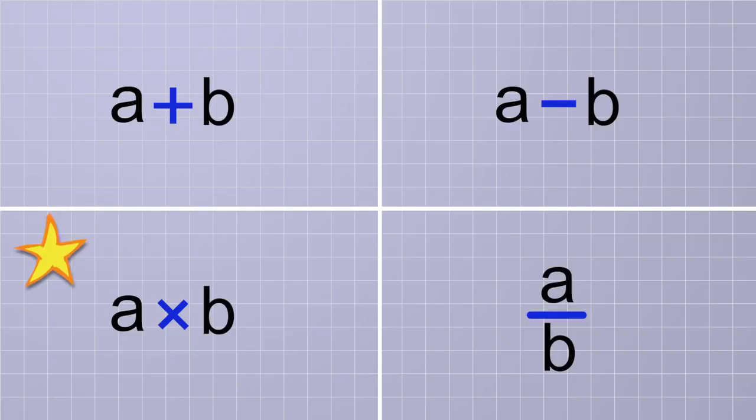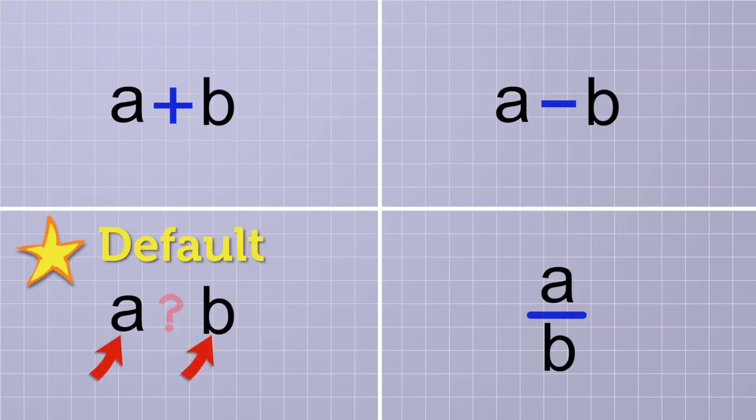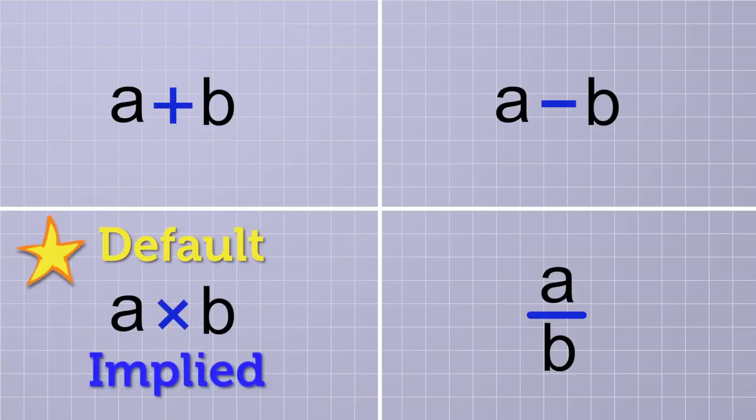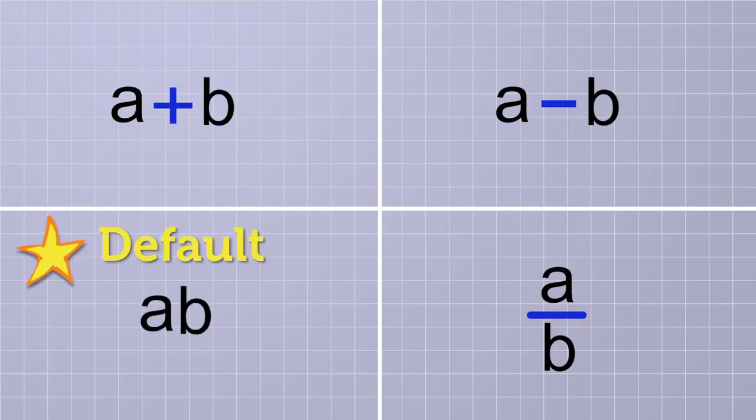In algebra, multiplication is the default operation. That means if no other arithmetic operation is shown between 2 symbols, then you can just assume that they're being multiplied. The multiplication is implied. For example, instead of writing a times b, you can leave out the times symbol and just write ab. Since no operation is shown between these 2 symbols, you know that you're supposed to multiply a and b. Of course, you can't actually multiply a and b until you figure out what numbers they stand for.